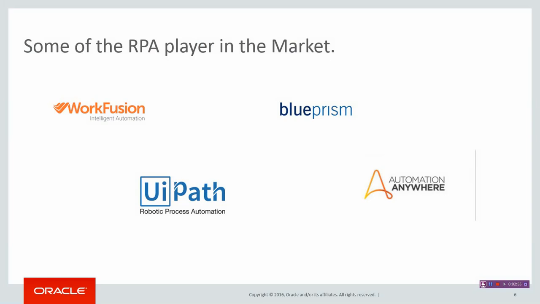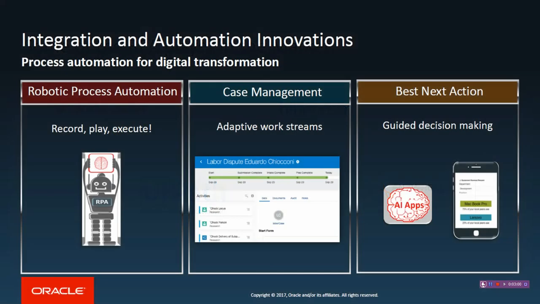And Oracle currently is partnering with UiPath to achieve the robotic process angle to it. And if you see our integration platform, there is robotic process. There is something called the case management, adaptive work streams, and something for the AI. It's like the next best action decider.